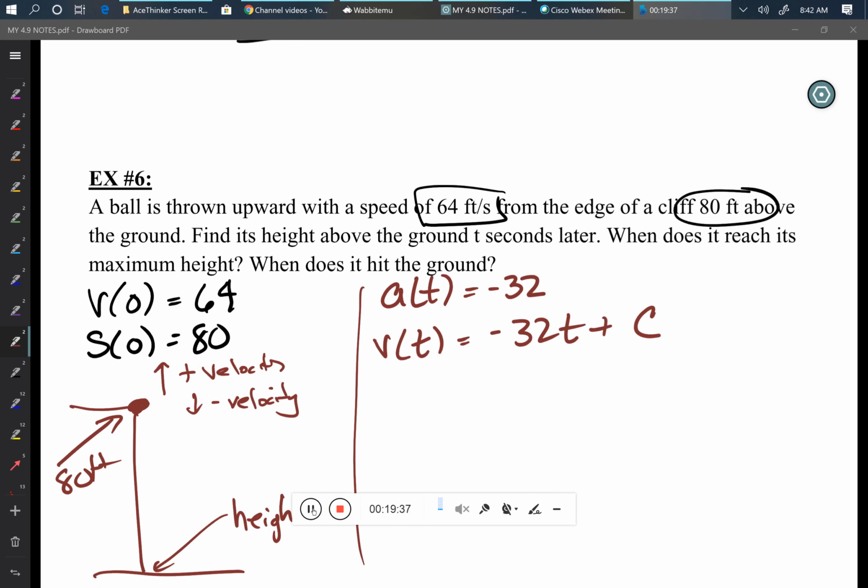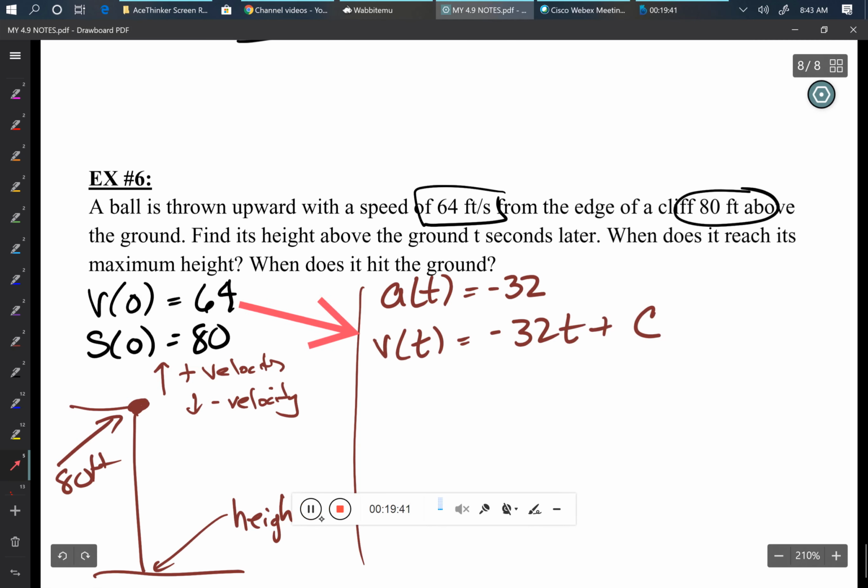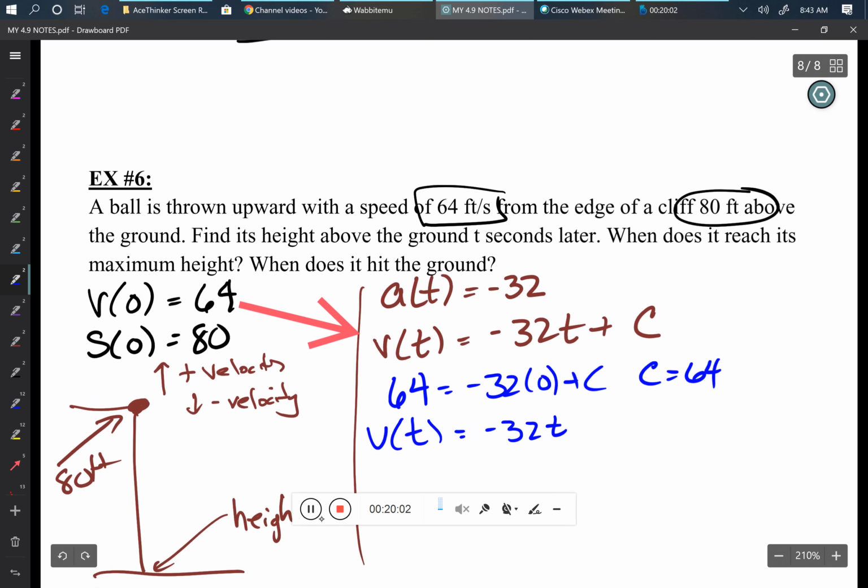So then I can use my initial condition over here to solve for c. That's going to give me that 64 is equal to negative 32 times 0 plus c, which means that c is equal to 64. So then I've got v of t is equal to negative 32t plus 64.